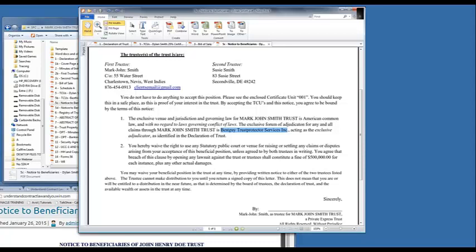So in other words, if the beneficiary has a dispute or believes they have a claim, some dispute over their position in the trust, they believe they're entitled to more money than the trust is supposed to give them, they could raise claims and disputes, but it's going to be governed under American common law, and the exclusive form of adjudication is going to have to go through Best Guy Trust Protector Services, Inc.